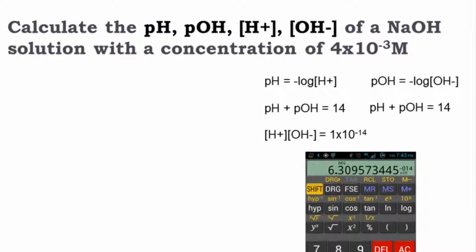We're looking at two problems tonight. Problem number one asks us to calculate the pH, the pOH, the H plus, and the OH minus concentration of a sodium hydroxide solution, and the sodium hydroxide solution has a molarity of 4 times 10 to the negative third. Kind of important for you guys, the formulas we'll be using tonight are the ones right there.